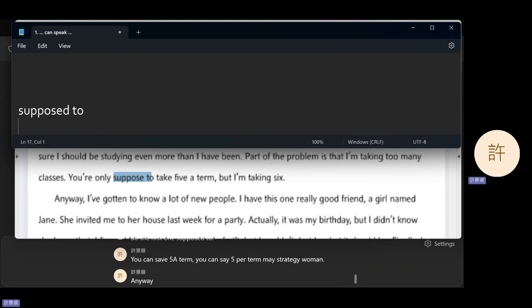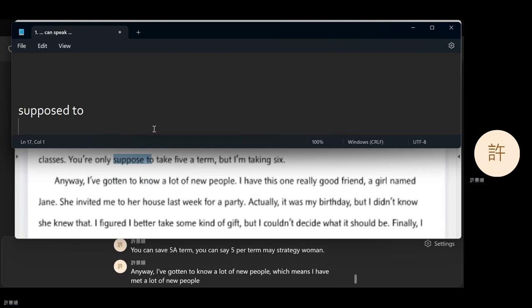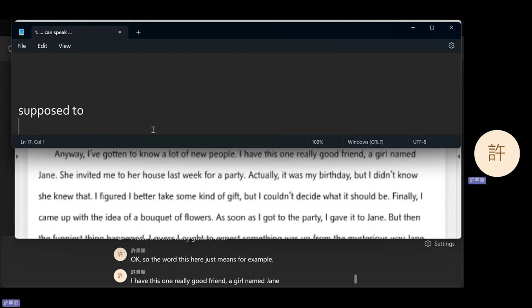Anyway, I've gotten to know a lot of new people, which means I have met a lot of new people. I have this one really good friend. Okay, so the word this here just means, for example, I have this one really good friend, a girl named Jane. She invited me to her house last week for a party.